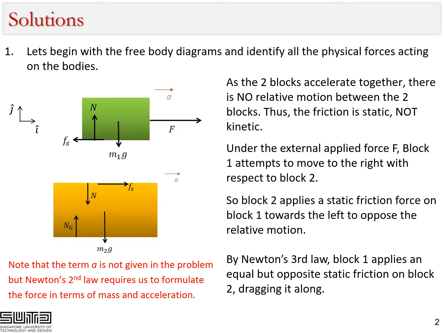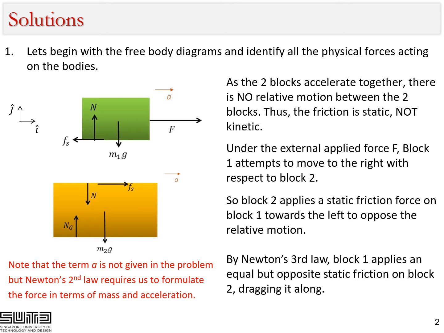There is also a normal force exerted by the lower block on the upper block, labeled N. And there is also the weight of the upper block, which is given by M1 times g. And last but not least, do not forget the applied force F.